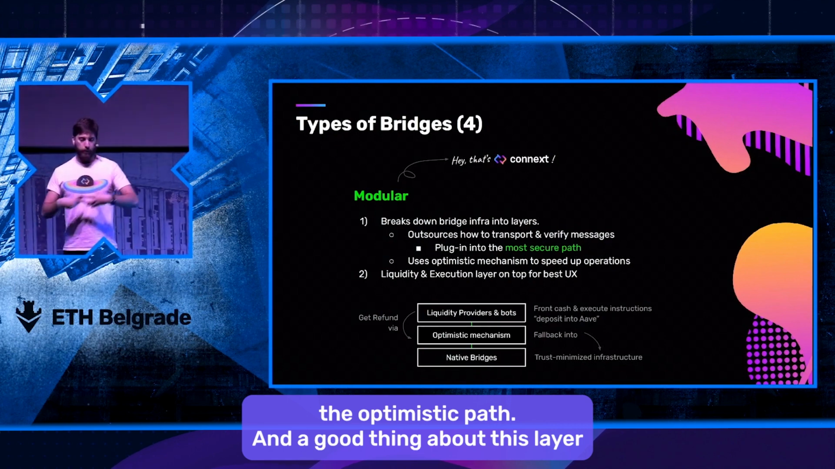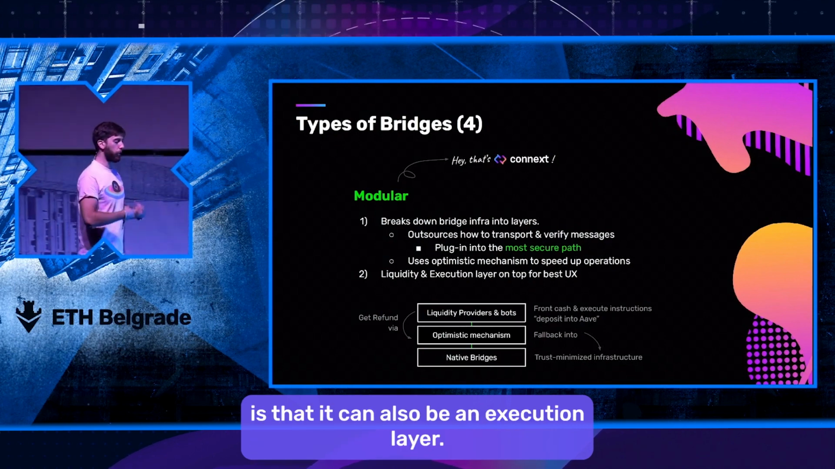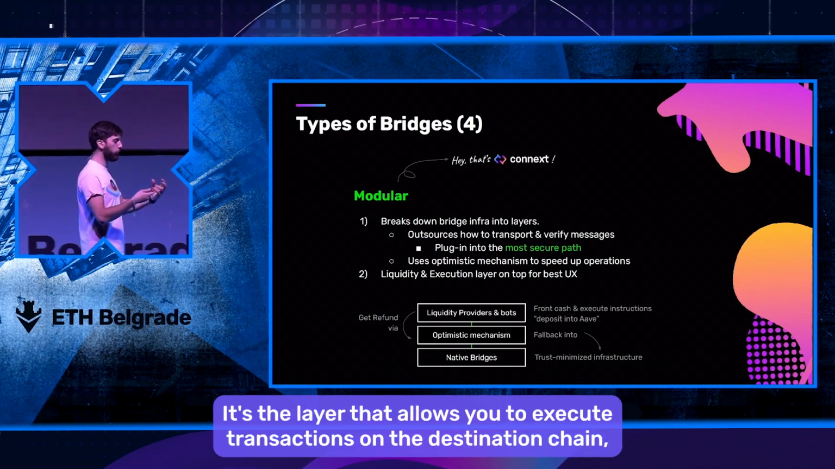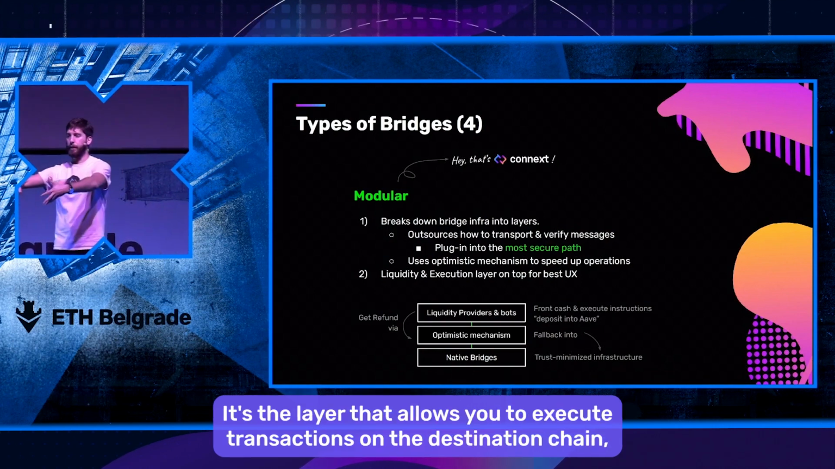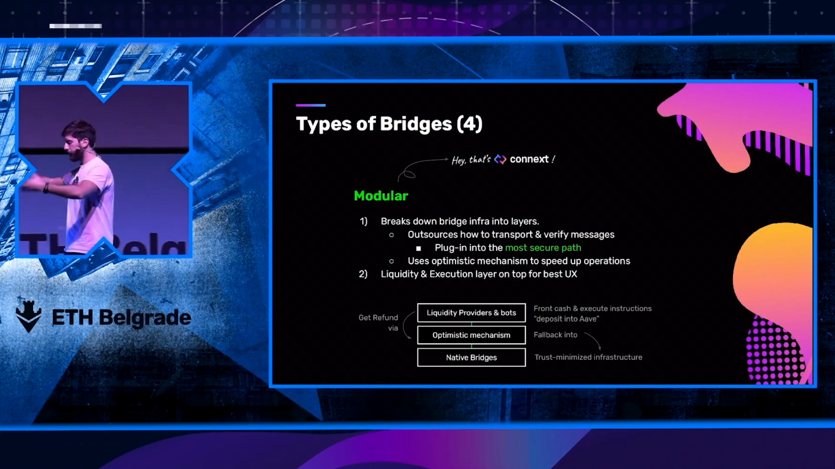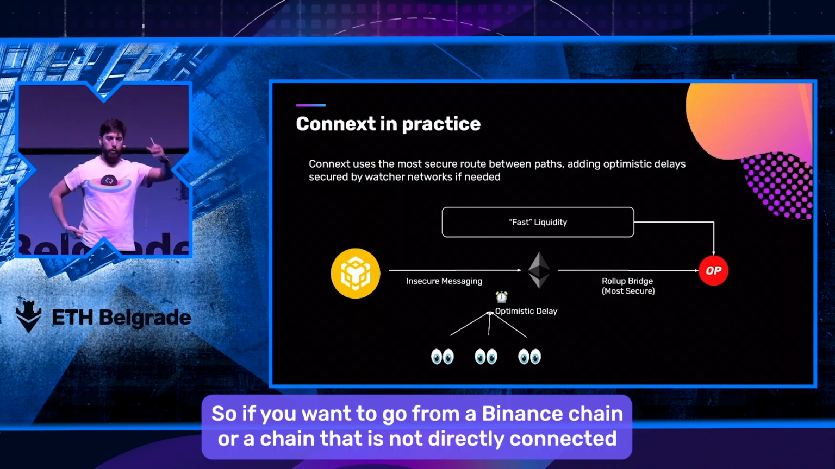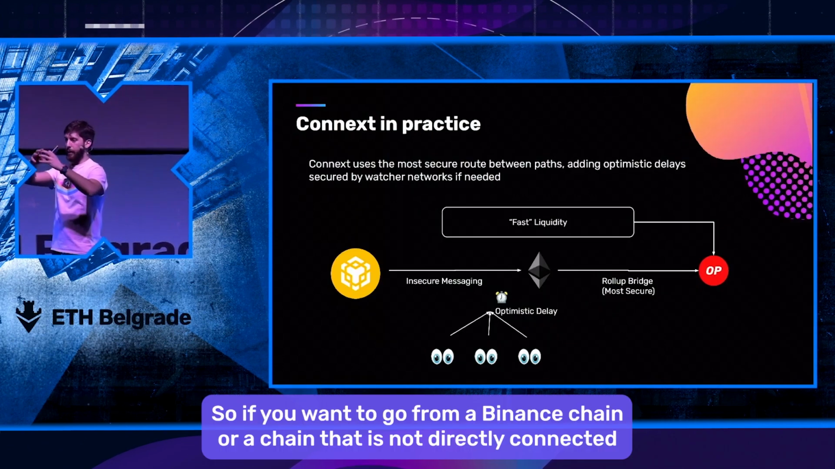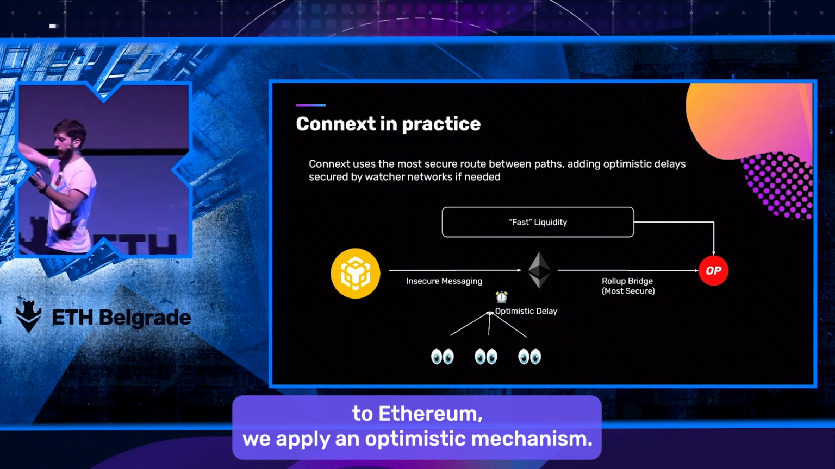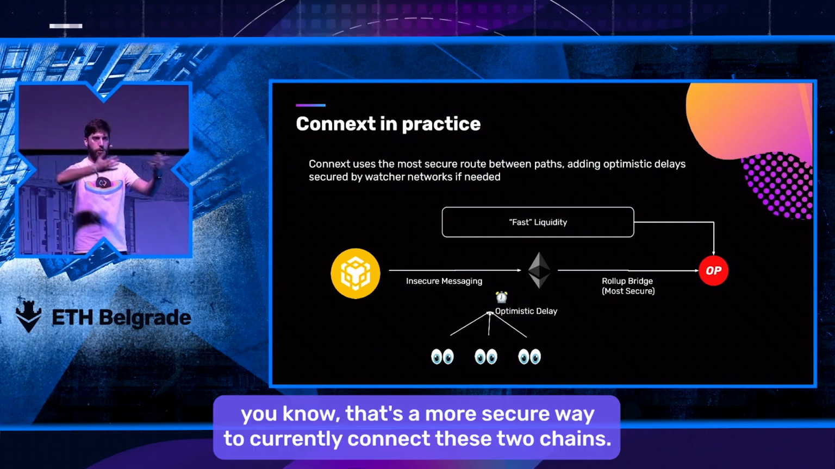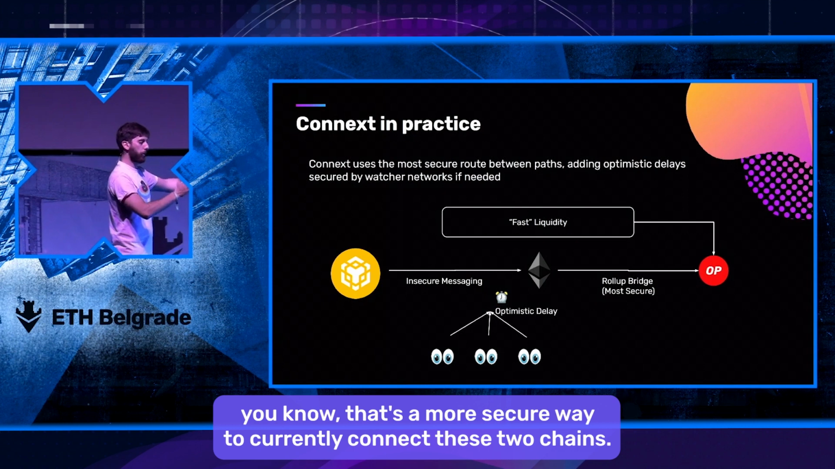And the good thing about this layer is that it can also be an execution layer. So this is what we're focusing on. It's a layer that allows you to execute transactions on the destination chain, all with one click, all with a smooth experience for the user. So if you want to go to a Binance chain or a chain that is not directly connected to Ethereum, we apply an optimistic mechanism. That's the most secure way to currently connect these two chains.